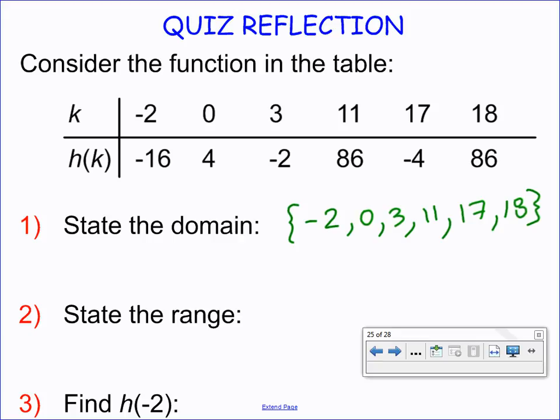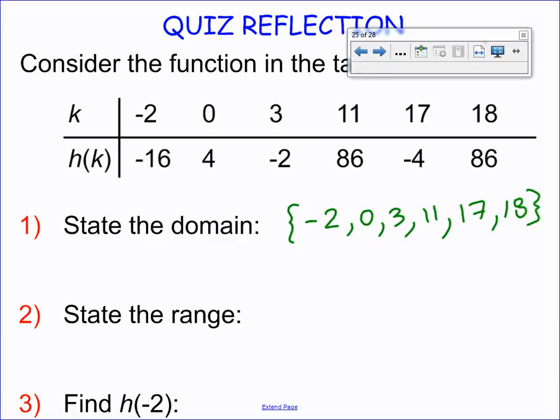The range, then, is the set of all outputs. And so the set of all outputs, right? If there's repeats, I don't need to list them more than once. Telling somebody that 86 is a member of the outputs means that 86 is an output that's produced. We don't have to say it every single time it's produced. So we'll simply list our output values, our h of k values, in increasing order. So my least is -16, followed by -4, followed by -2, followed by 4, followed by 86. Notice how I'm only listing 86 once. Does everybody see it?